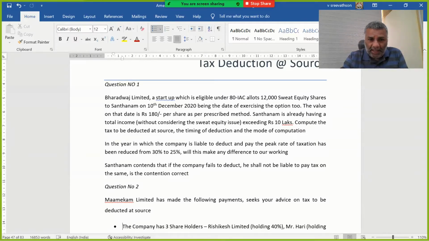In the year in which the company is liable to deduct and pay, the peak rate of taxation has been reduced from 30% to 25%. Will this make any difference in our working? Santanam contends that if the company fails to deduct, he shall not be liable to pay the tax on the same. Is the contention correct?